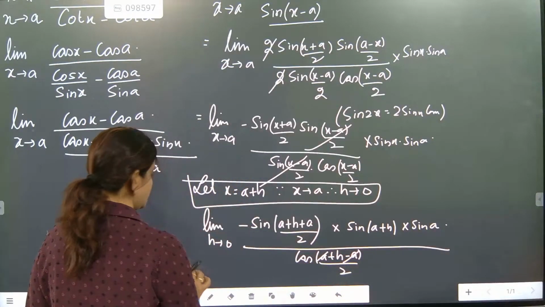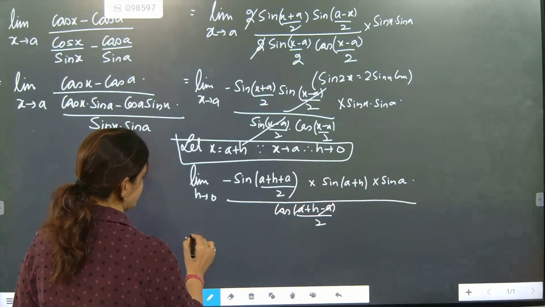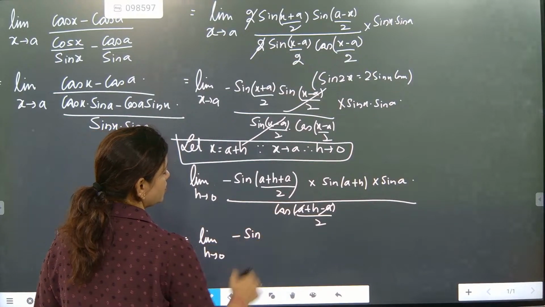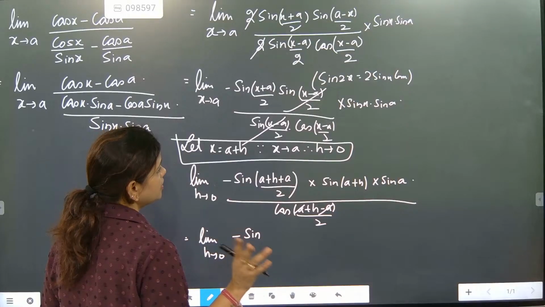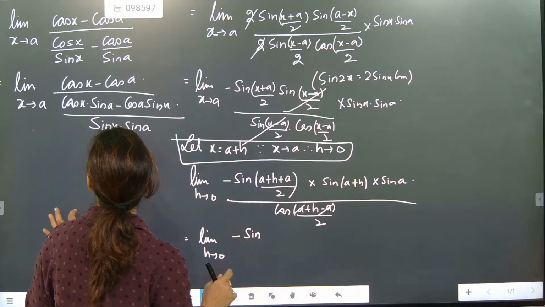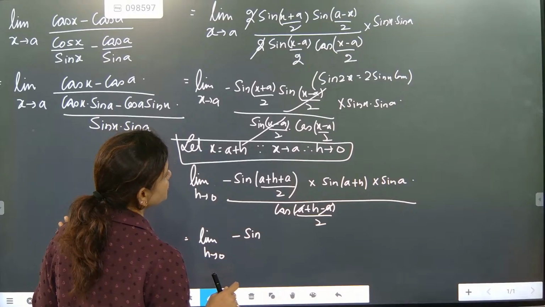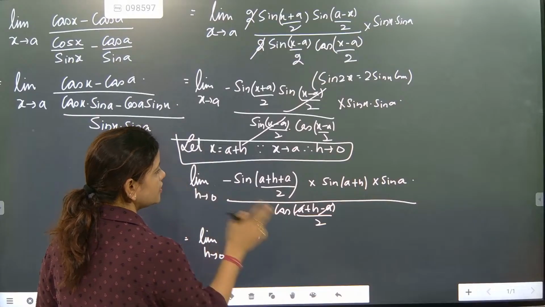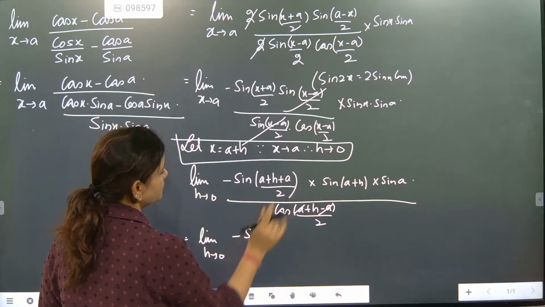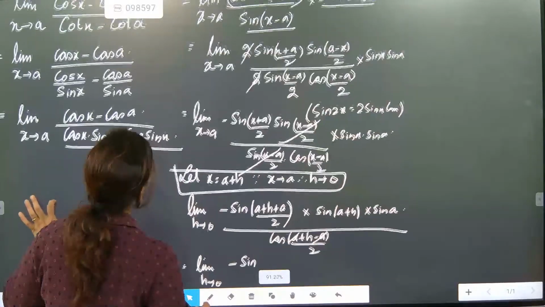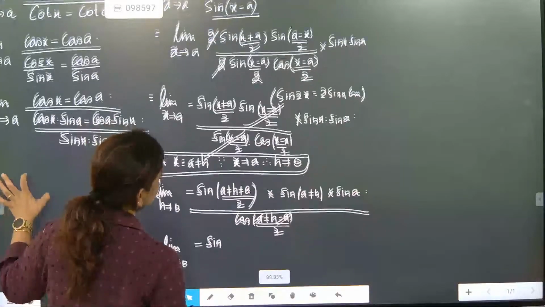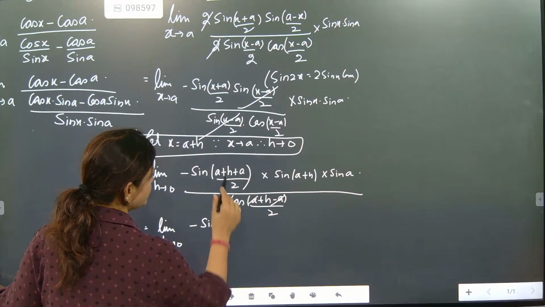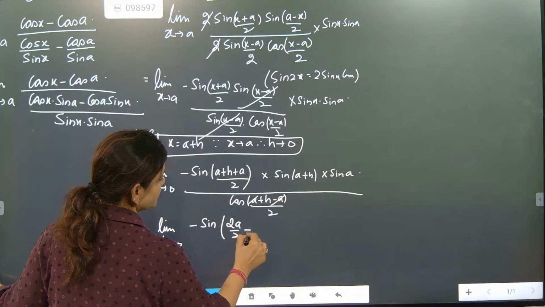It does not affect anything here. So limit h tends to 0, it will become minus sine of... One thing you must remember, h is there or not? I did not write any h here. If h will not be there, this story will become over. The a plus h part we have to write because this section will be there.